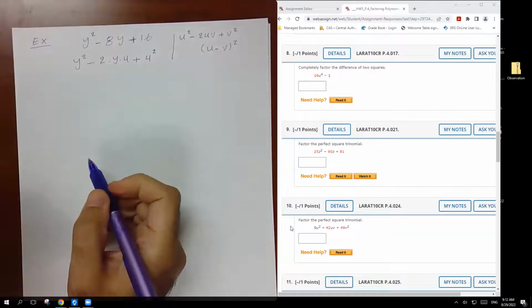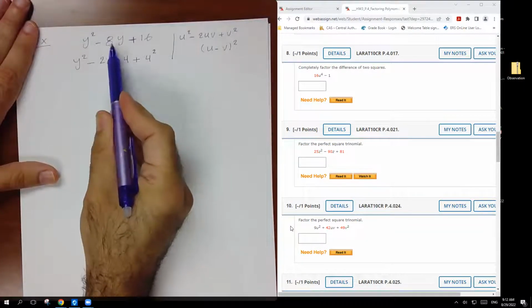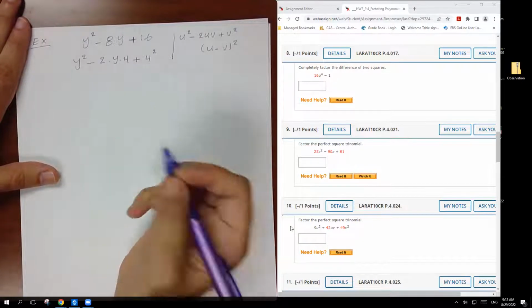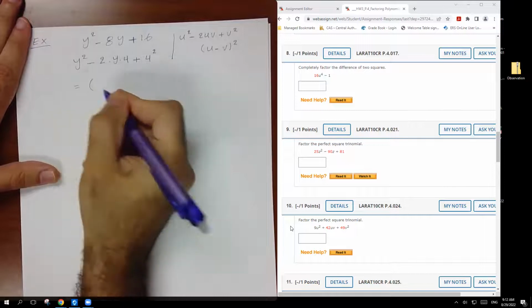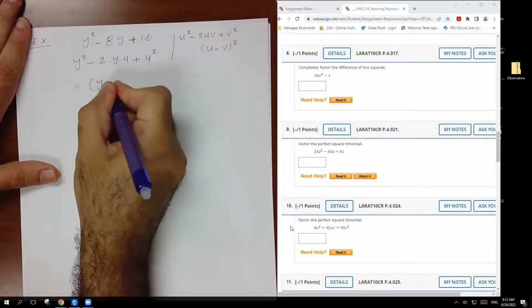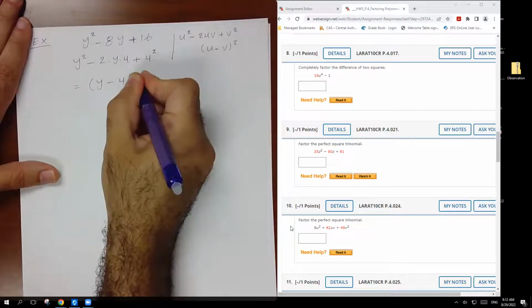Yes, why? Because when you multiply these two terms, negative 2 times 4 is going to be negative 8, and here's the y. That means the solution is going to be u, which is y, minus v, which is 4, and here's the square.